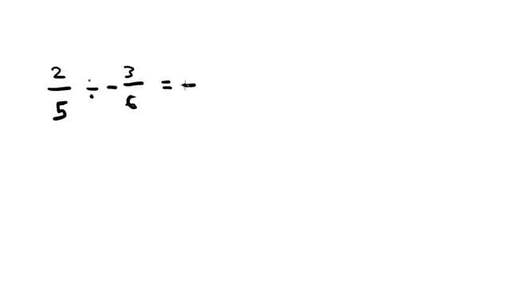So we'll put a negative number in there, and now, just like before, we will do our method of changing the division to a multiplication and flipping the second fraction.